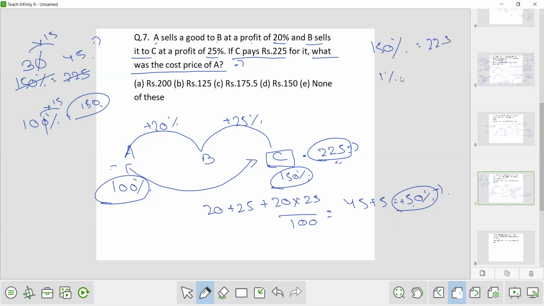Or if you are unable to do it, you can do it like this: 150% is given as 225. So what is 1%? The 1% is 225 upon 150. So you have to find what 100% is. So 100% is 225 upon 150 into 100. This percentage got cancelled, this 0 got cancelled. Then 15 times in 225. So 15 into 10, that is 150. So option D is the correct answer for this.